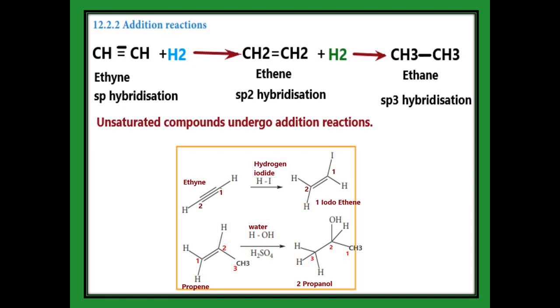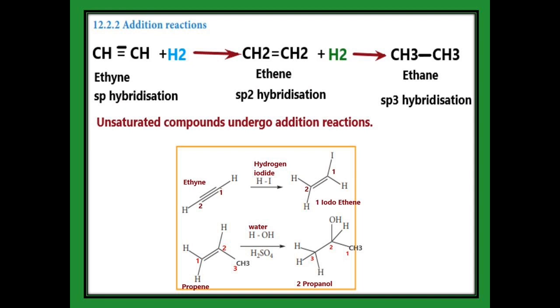The hybridization of ethyne is sp hybridization. A triple bond means sp hybridization. A triple bond is called an alkyne group. A double bond is an alkene group, and its hybridization is sp2. And a single bond means it is an alkane group. It has sp3 hybridization.